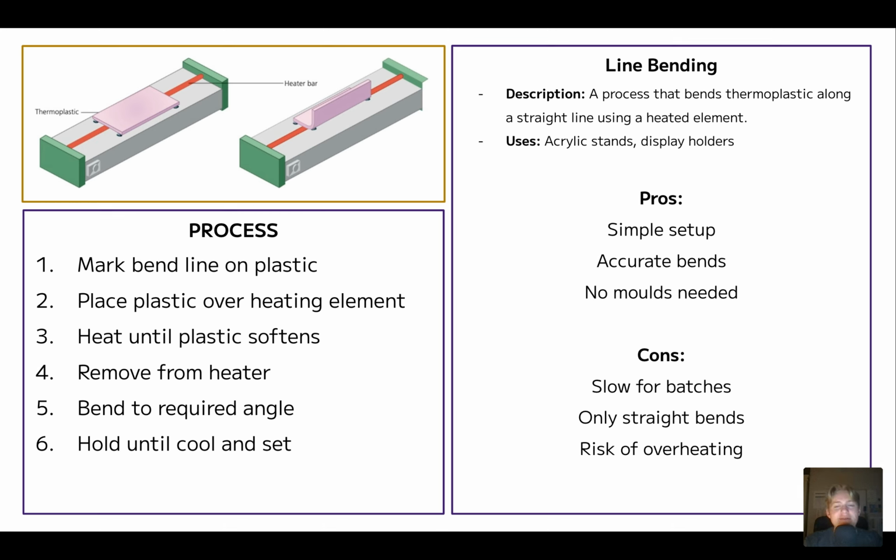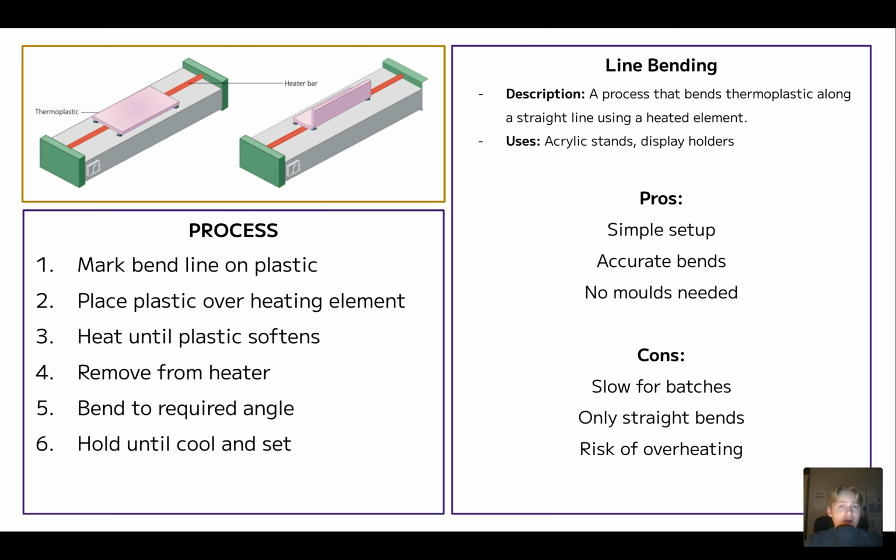And also it's limited to straight bends. And by that, I mean the heater bar is in a straight profile. It's not going to be in any sort of non-horizontally continuous profile, and line bending wouldn't work for a non-horizontally continuous profile. So just remember that is a limitation of line bending as a process.